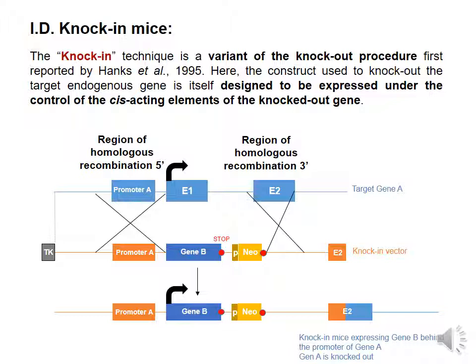So now we will talk about knock-in mice. Basically, the generation of knock-in animals is just a variant of the knockout procedure. Here you can see the same construct that we used to generate knockout animals, but in this case the target endogenous gene is designed to be expressed under the control of the promoter elements of the knocked out gene. So basically, we will be using the same construct as we described earlier, in which the 5' homologous recombination region will contain the promoter of gene A, which is the target gene that we want to remove. And then we will use as the 3' region exon 2 of gene A. Anything contained between the 5' and the 3' region will be removed.